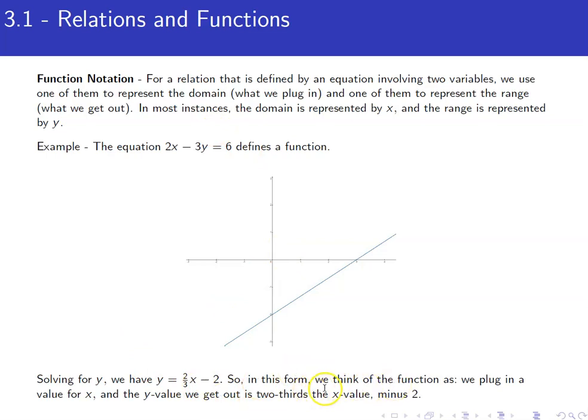And again, the way we have this written, we plug in a value for x, do this arithmetic. Whatever the value is, we would multiply it by 2/3 and subtract 2, and then the y value is the output.